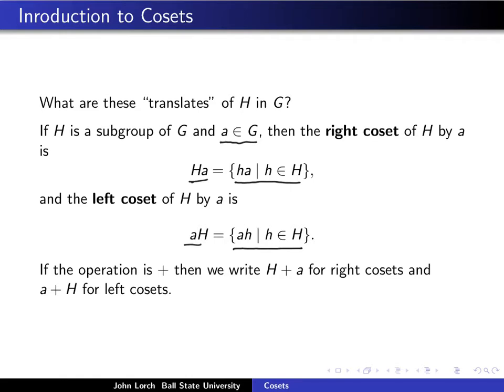Now sometimes in our group G we have an additive operation, and if that's the situation, then our notation for cosets becomes a little bit different. Instead of HA for a right coset, we would write H plus A. And similarly for left cosets, we would write A plus H.